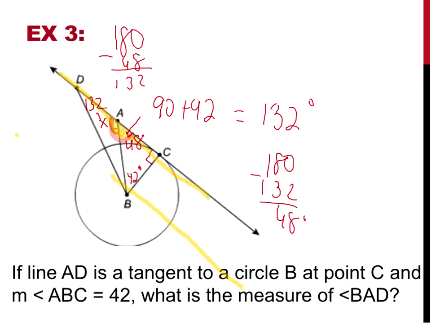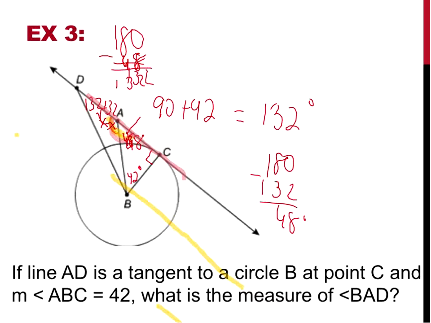I have a lot of stuff going on there. Let me just erase some of these things. So this one is 132 because they were on a straight line together. Straight lines add to be 180. That one was 48.